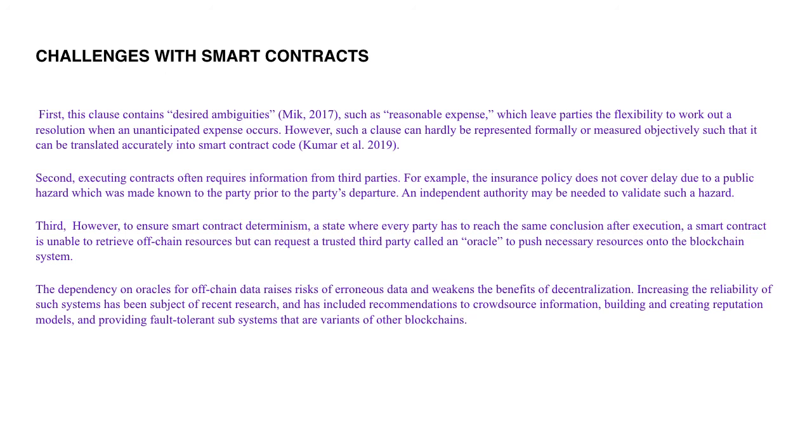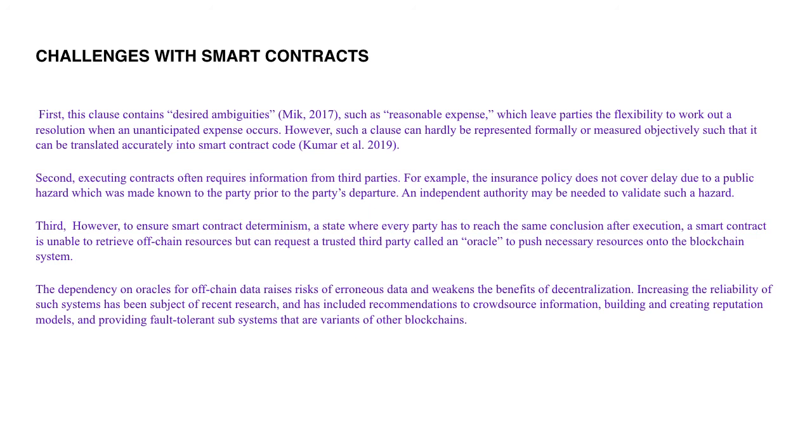Secondly, executing contracts often requires information from third parties. For example, the insurance policy does not cover delay due to a public hazard, which may be known to the party prior to the party's departure. Right? An independent authority may be needed to validate that such a hazard is actually plausible and legally acceptable. Third, to ensure smart contract determinism, a state where every party has to reach the same conclusion after execution, a smart contract is unable to retrieve off chain resources but can request a trusted third party called an oracle to push the necessary resources onto the blockchain system. The dependency on oracles for off chain data raises risks of erroneous data and weakens the benefits of decentralization.